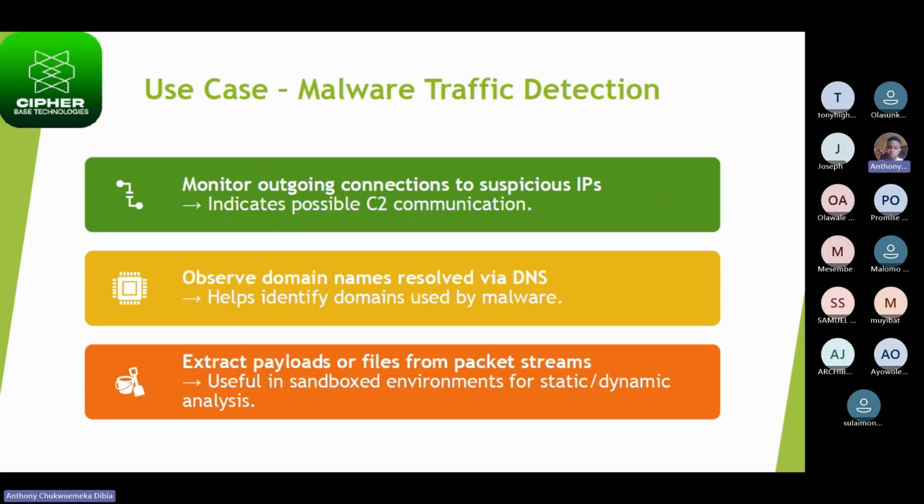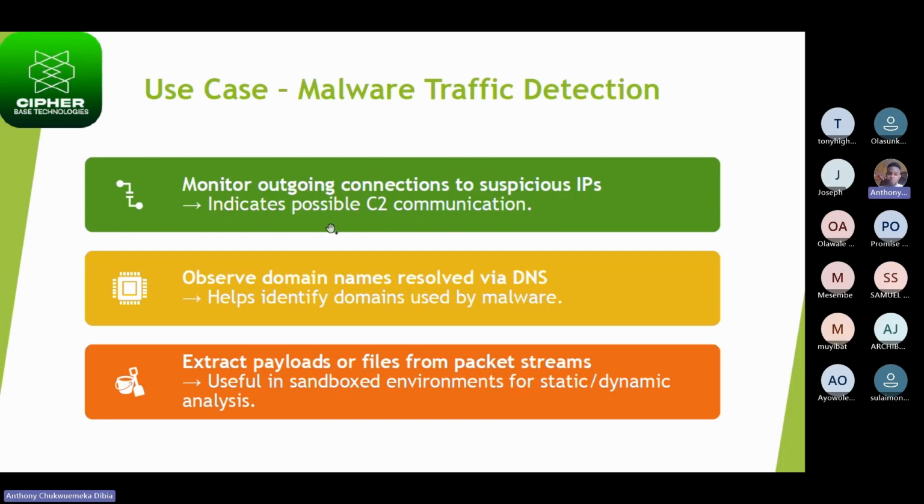Then use case: malware traffic detection. Wireshark can be used to monitor outgoing connections to suspicious IPs, just like you could see, whereby you could see the way your IP communicates with other IP addresses. So it indicates possible C2 communication. I said command and control, whereby a hacker is already in control of your system.